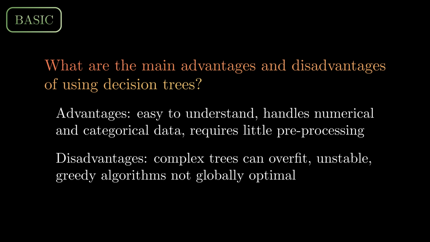Some disadvantages include the fact that decision trees are prone to overfitting. They can create overly complex trees that don't generalize well. They can also be unstable. Small variations in data may result in completely different trees. The greedy algorithms used for tree construction may also not result in the globally optimal tree.